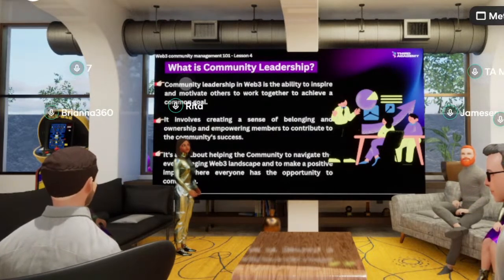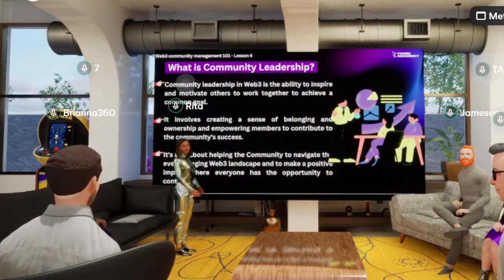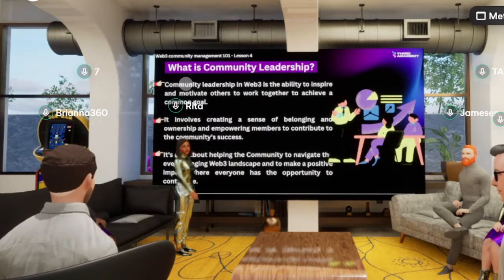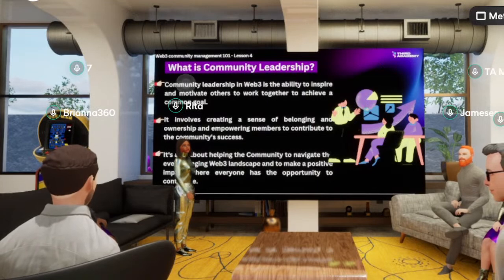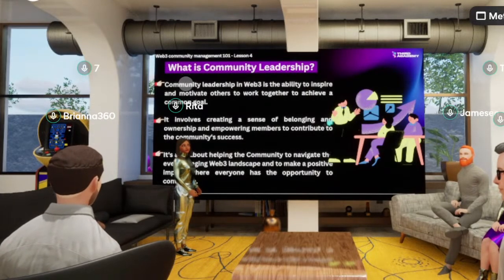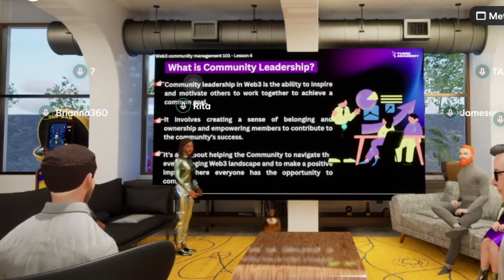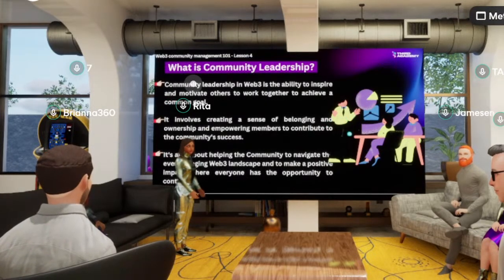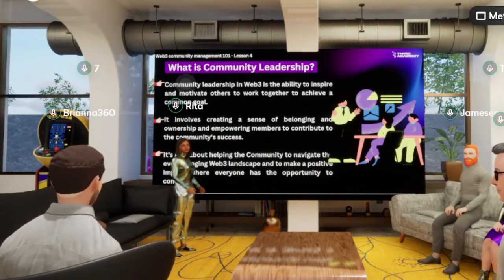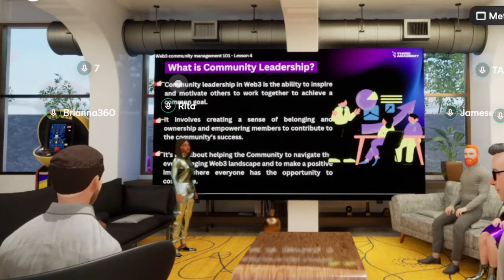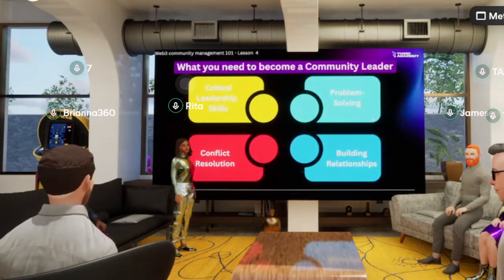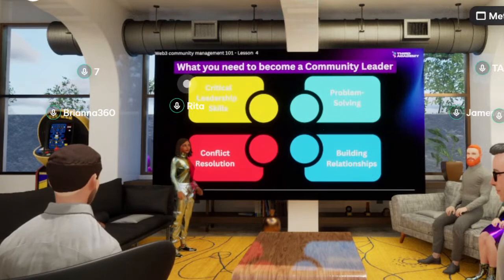But what do you need to have in place before calling yourself a community leader? Right? So before you can say I'm a community leader, it's just taking one step ahead of the conventional ways that we know how community management is done, right? So it's taking the extra step and motivating your members to take action. Let's move on. Now, what do you need to become a community leader? There are four critical skills that you need.